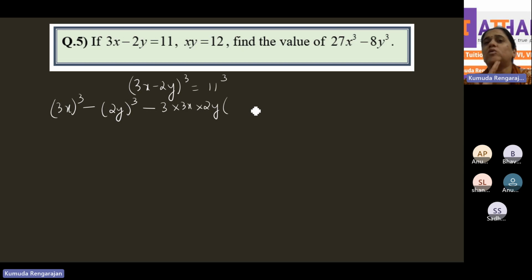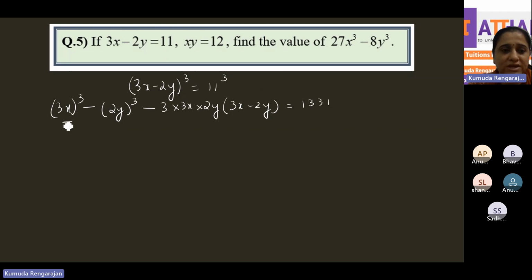a minus b, a cube minus b cube minus 3ab into a minus b. Okay, a minus b, that is 3x minus 2y, is equal to 11 cube, which is 1331. I'll repeat: write down the equation given, 3x minus 2y is equal to 11, and cube it on both the sides. Now, how do you cube it?